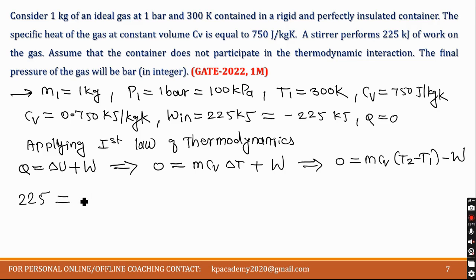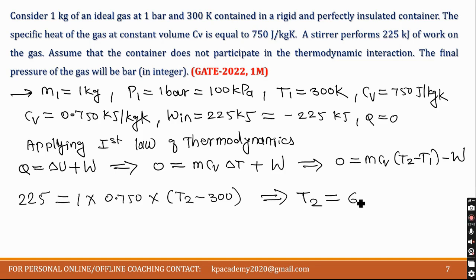So 225 equal to, मास क्या है, 1 kg, मल्टीप्लाइड बाय Cv क्या है, 0.750, मल्टीप्लाइड बाय T2 minus initial temperature, how much, 300 Kelvin. So here in this case the only unknown is T2, तो अगर आप सॉल्व करोगे तो T2 मिल जाएगा आपको about 600 Kelvin. So you will get the value of temperature as 600 Kelvin.